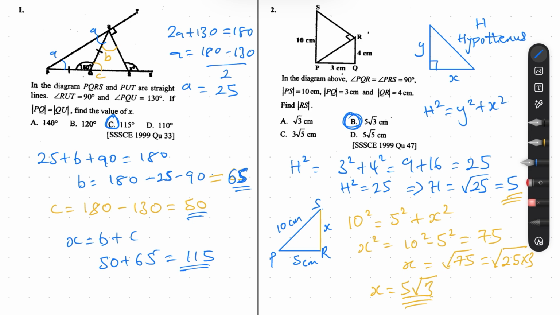The side we are trying to find is RS. So RS, which is the same as x over here, is 5 root 3. I think we'll stop here for now, and then we move on to question number 3 in the next session.